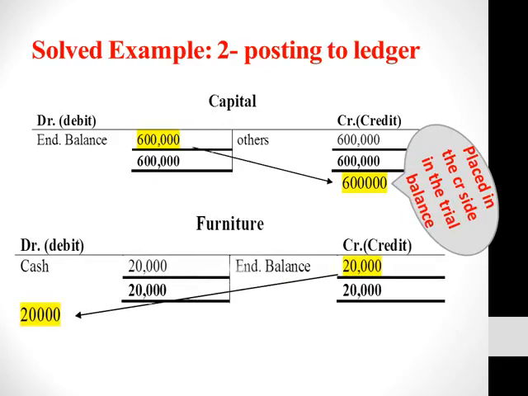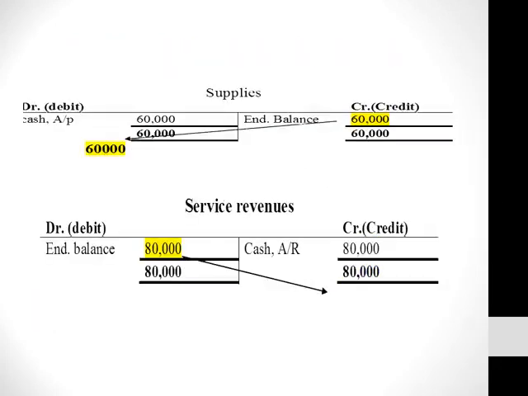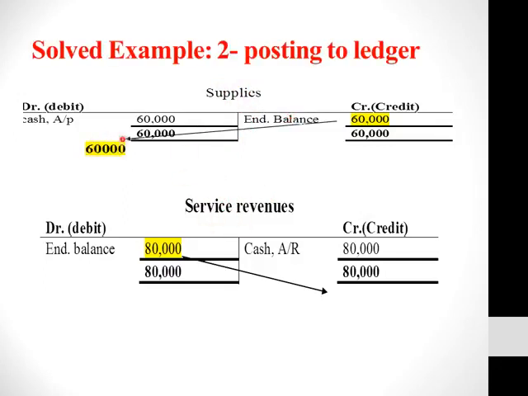The same goes for furniture, but its balance will be debit. We'll keep doing this for each account, like supplies and service revenue. Supplies will have a debit balance for 60. Service revenue will have a credit side for 80,000.